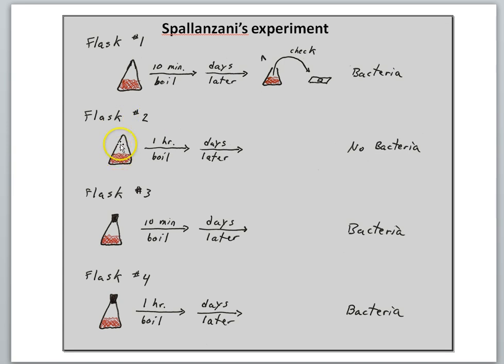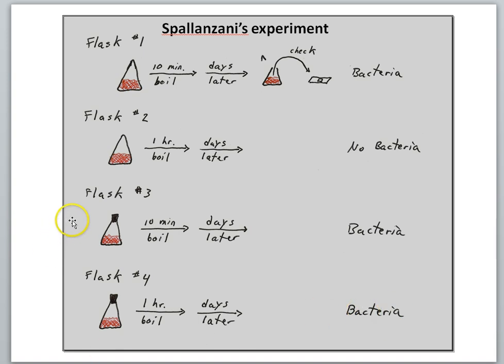Flask number 2, also sealed with melted glass here, boiled for 1 hour. And he leaves it sit for a couple days, breaks it open, no bacteria. Then he had 2 other kinds of flasks. Flask 3 here, like Needham, he had a flask with broth and then corked, boiling for 10 minutes, waits a few days, did find bacteria. And then another one, also corked, boiled for 1 hour, waits a few days, also had bacteria.